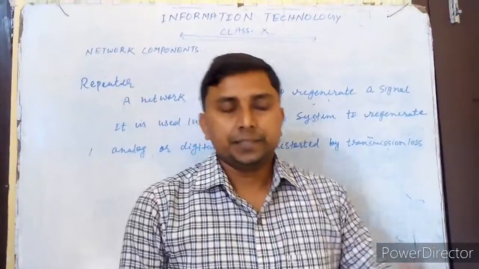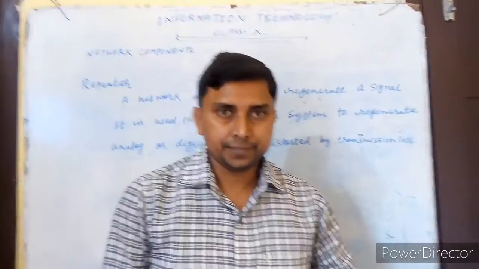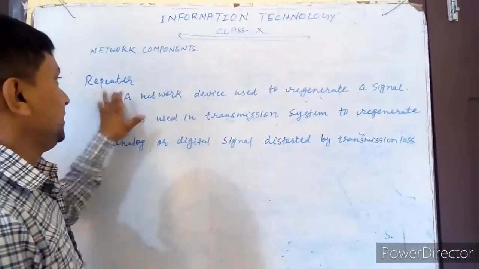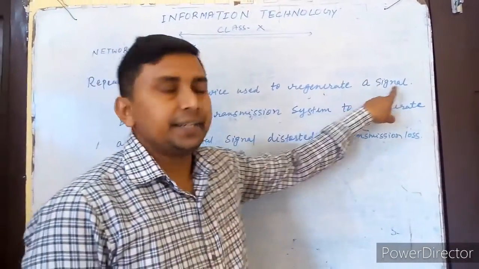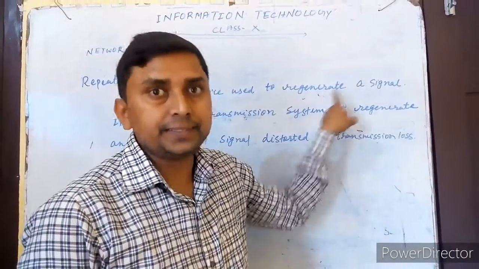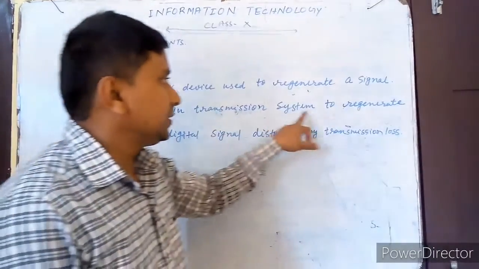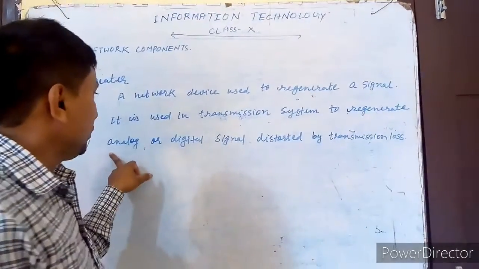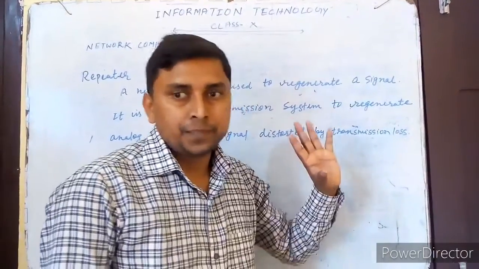Students, the next network component is repeaters. A repeater is a network device used to regenerate signals. It is used in transmission systems to regenerate analog or digital signals distorted by transmission loss.